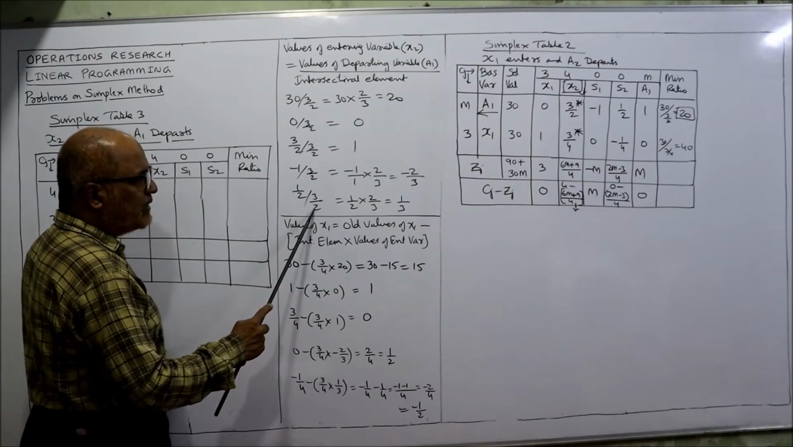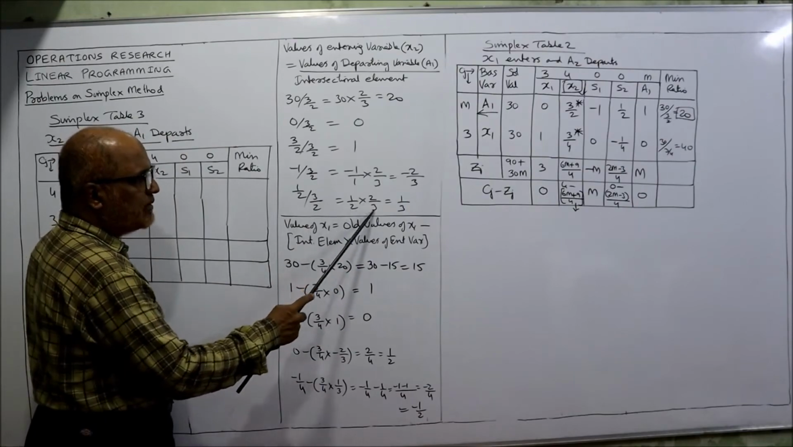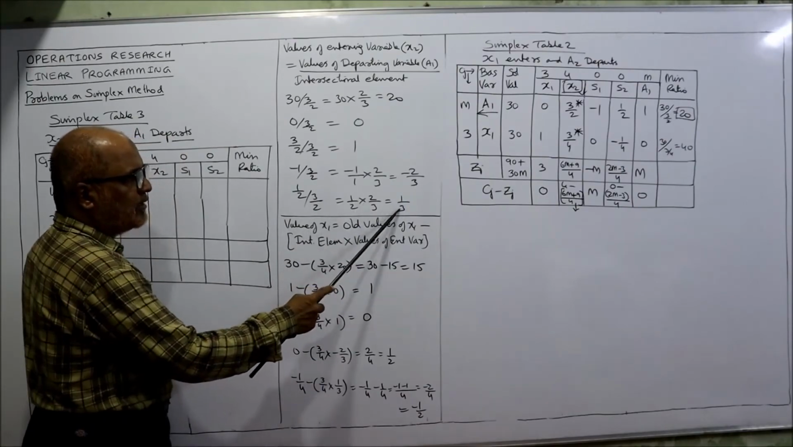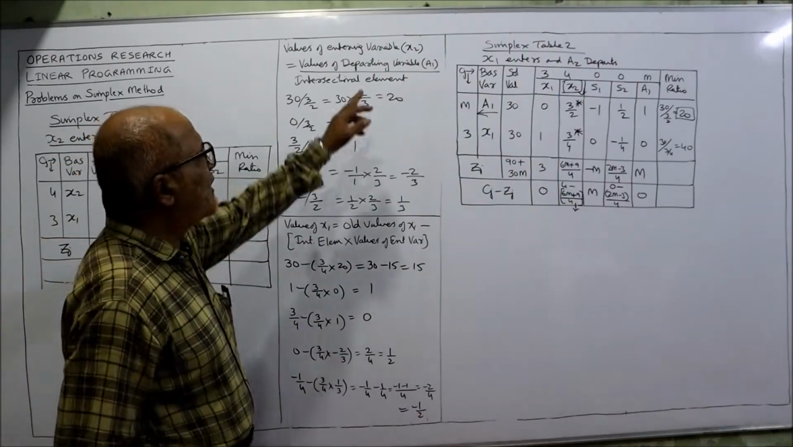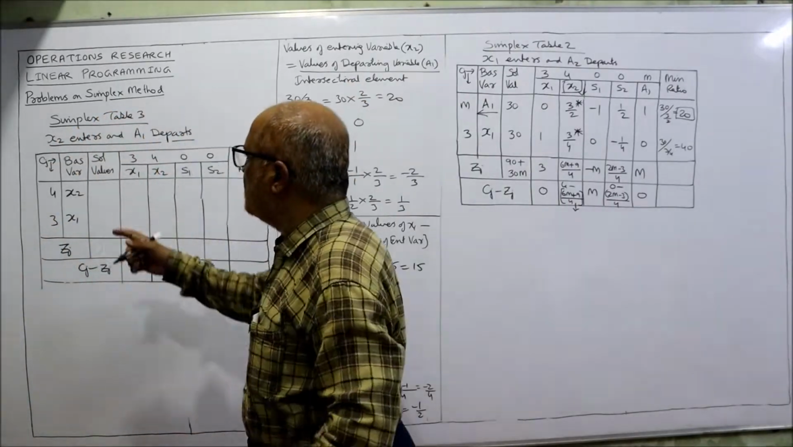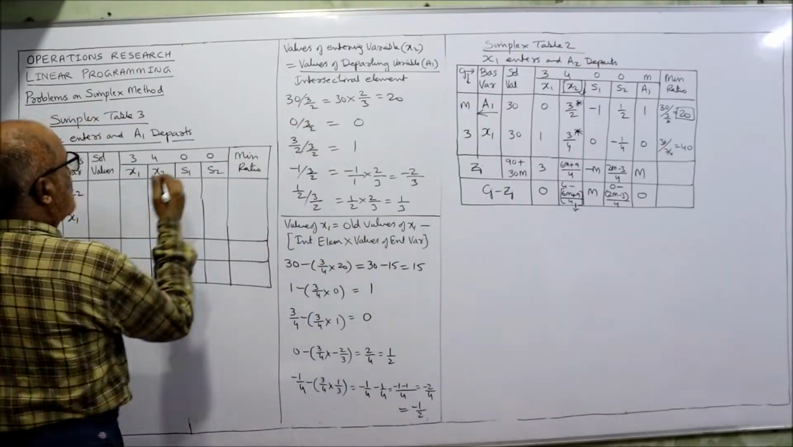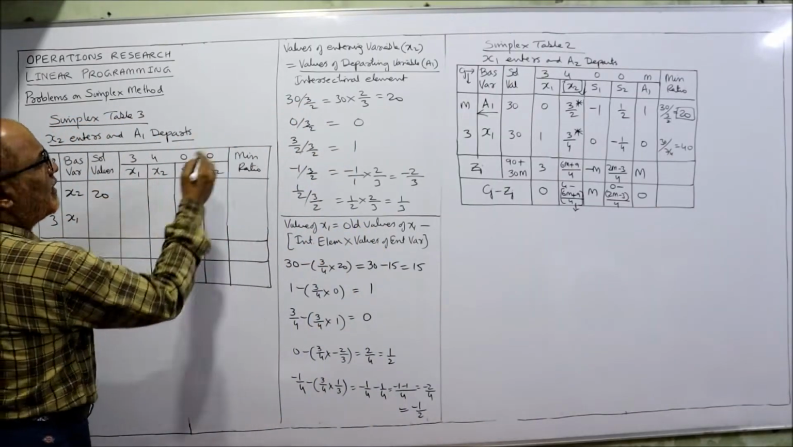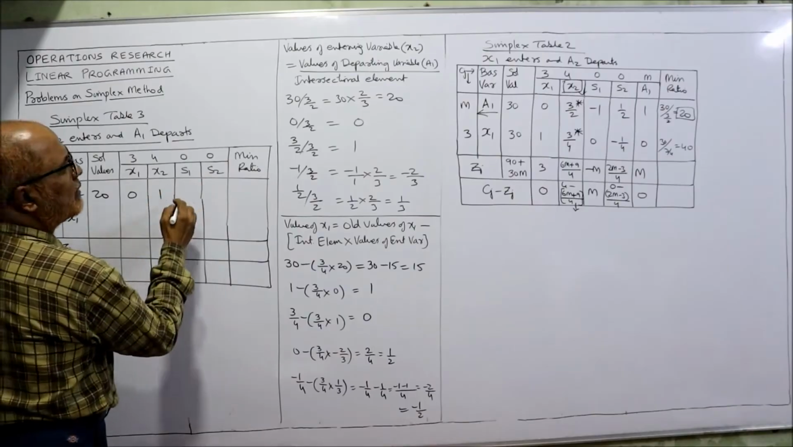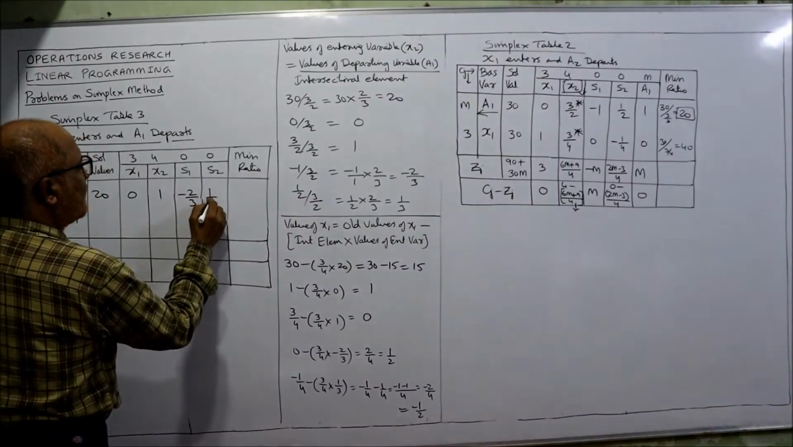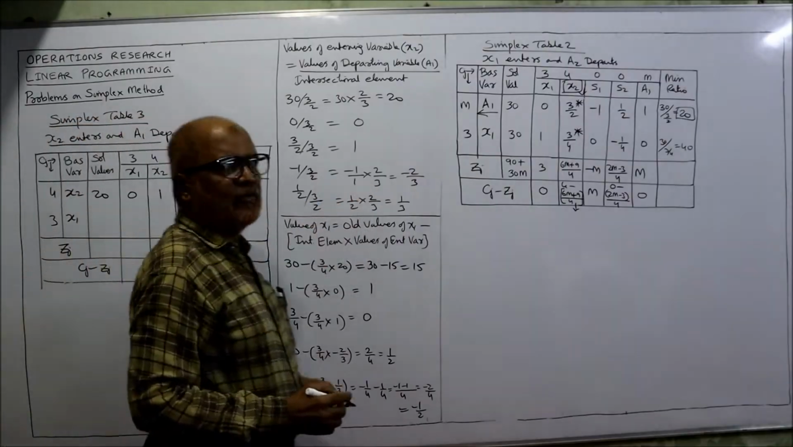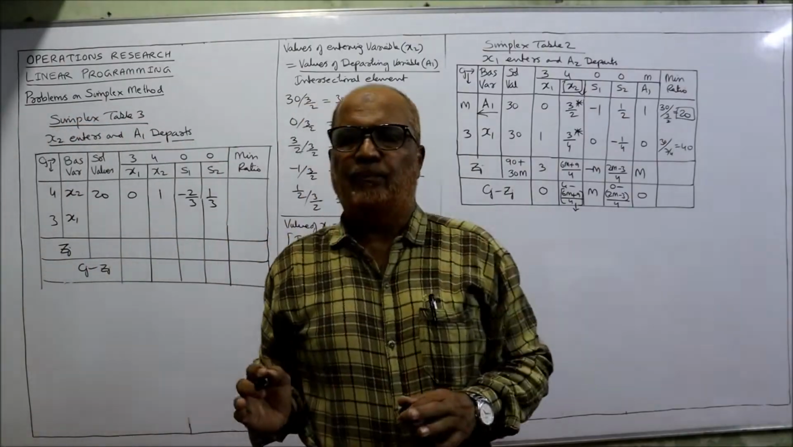1 by 2 divided by 3 by 2. So 1 by 2 into 2 by 3. 2 will get cancelled, 1 by 3. So we got the values of the entering variable X2. So here I am writing X2 values as 20, then 0, 1, minus 2 by 3, and lastly 1 by 3. These are the values of the entering variable.